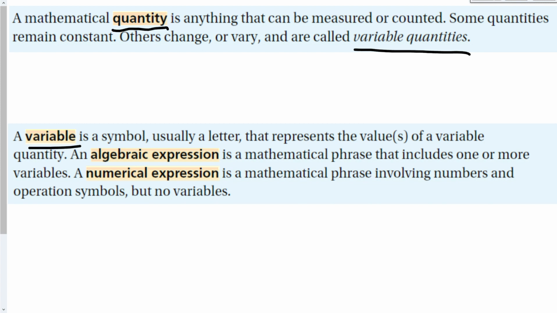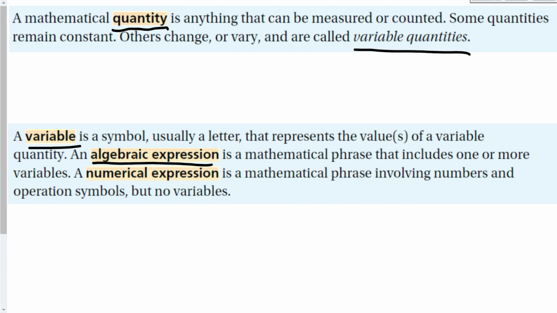Our variables are symbols, usually a letter, usually x, but it doesn't have to be. It can be any letter you want, any symbol you want. Really, x has become the default when we use a variable, but that can be anything we want. So a variable, usually a letter, represents the value of a variable quantity, something that could change.